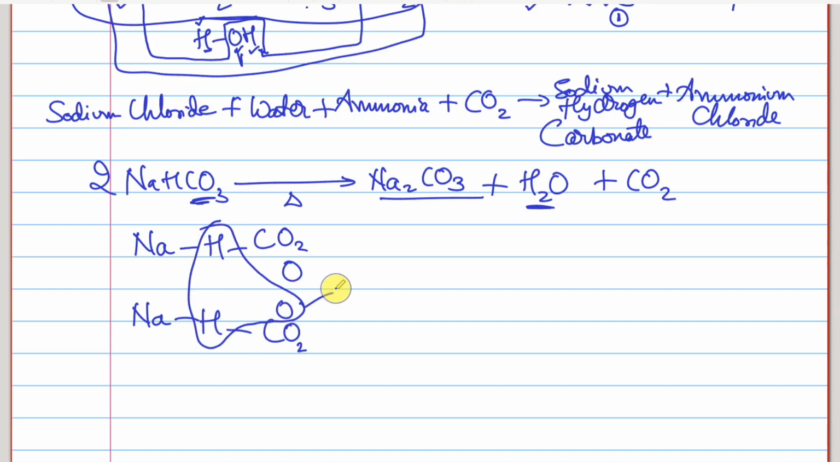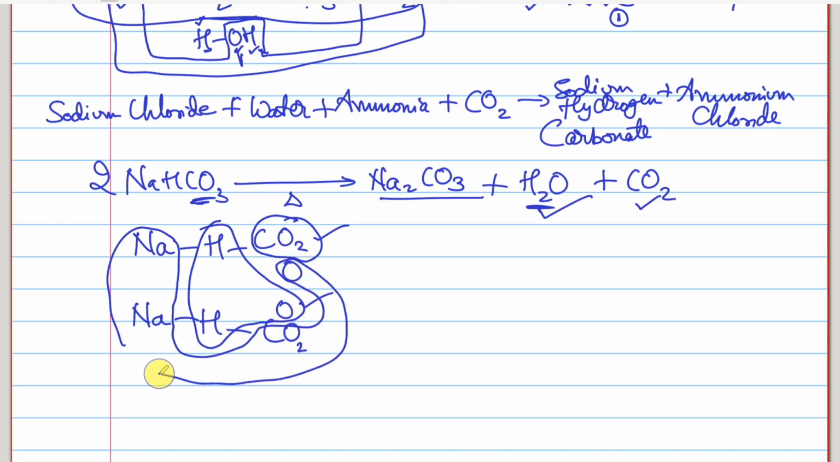We have formed H2O. We also obtain carbon dioxide. What are we left out with? We are left out with two Na and CO2 and O. CO2 and O will be CO3. So Na2CO3 is the salt being formed.